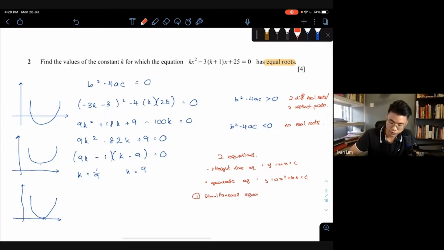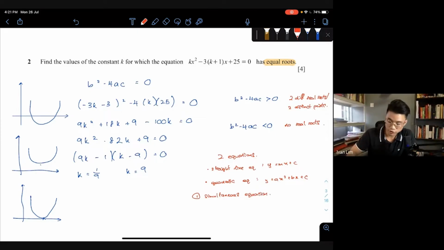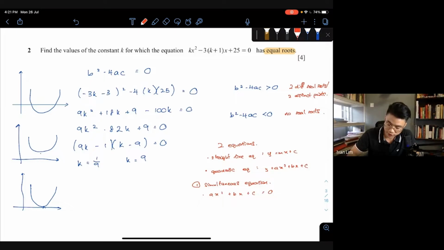This simultaneous equation, you want to rearrange it to ax squared plus bx plus c later. Your a, b, c will have some unknown. That means you won't be able to find a solution here. Then your second step, only then you use your b squared minus 4ac less than 0, more than 0, or equals to 0.